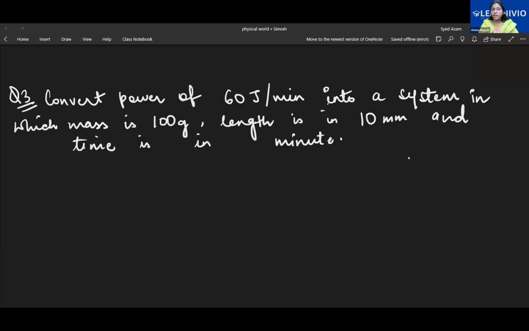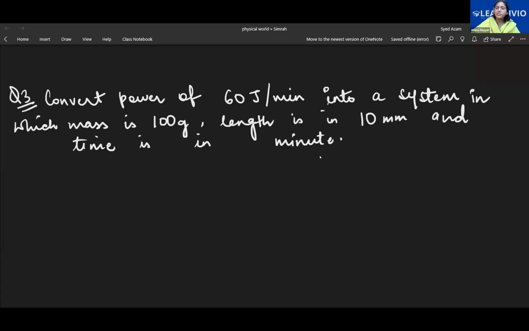We know, for us right now, in the SI system, what have we studied? That for mass, the SI unit is 1 kg, and if you want to convert it into gram, 1 kg is equal to 1000 gram. For length, the SI unit is meters. If you want to convert it into the CGS unit, 1 meter is equal to 100 centimeter. It is saying, don't consider your system, consider a new system. In that new system, mass is 100 grams. Length is 10 millimeters. And time is in minutes.